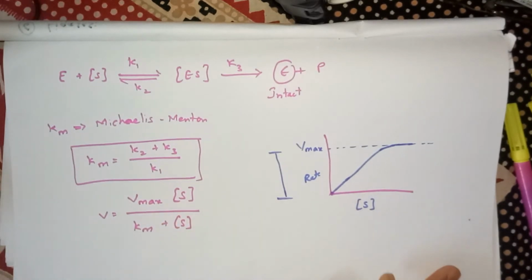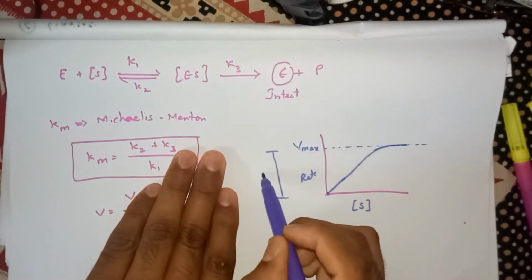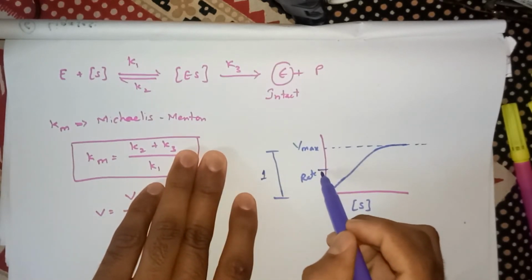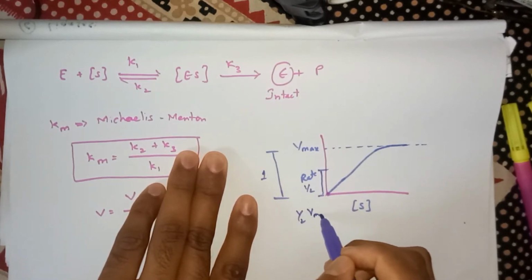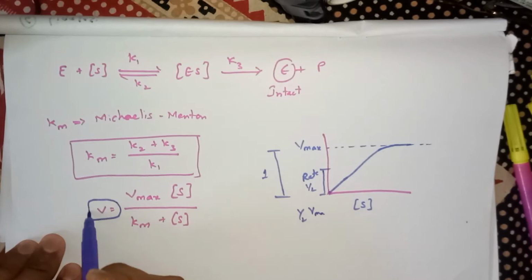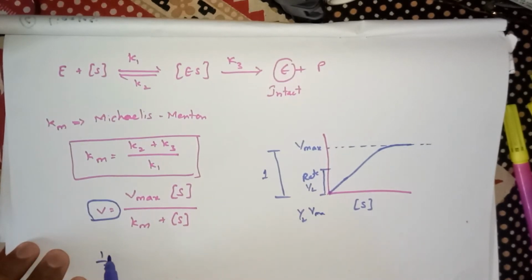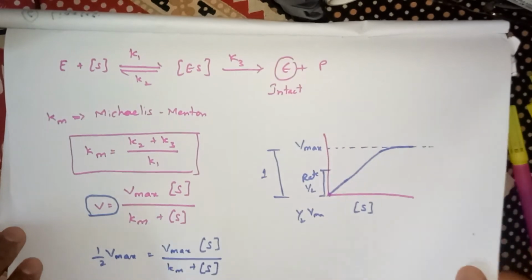Based on the Michaelis-Menten equation, they have assumed this to be half of Vmax. Suppose this is 1, then half of this position, from here to here, will be 1 by 2. So 1 by 2 Vmax. What they have done is, in place of V, they have taken 1 by 2 Vmax is equal to Vmax into S divided by Km plus S. We'll see how it is further simplified.